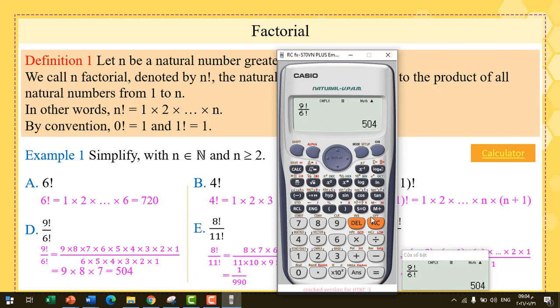Now the calculator that we have can calculate factorials only up to 69. So 69 factorial will be this number times 10 to the power 98. And if we want to calculate, let's say, 70 factorial, this cannot be done using this kind of calculator, as you see here. Remember also that the calculator cannot solve factorials that contain variables like n. Now let's continue.